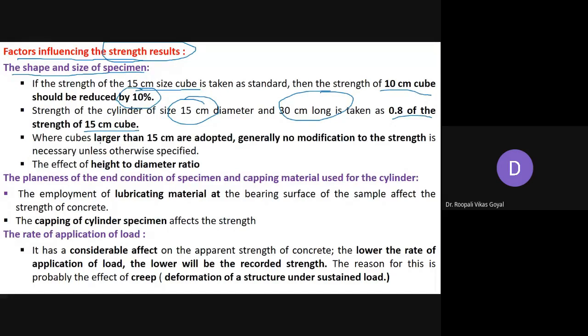Where large cubes, larger than 15 centimeters, are adopted, generally no modification of the strength is applied. Unless and until it is specified, you should not apply such modification.